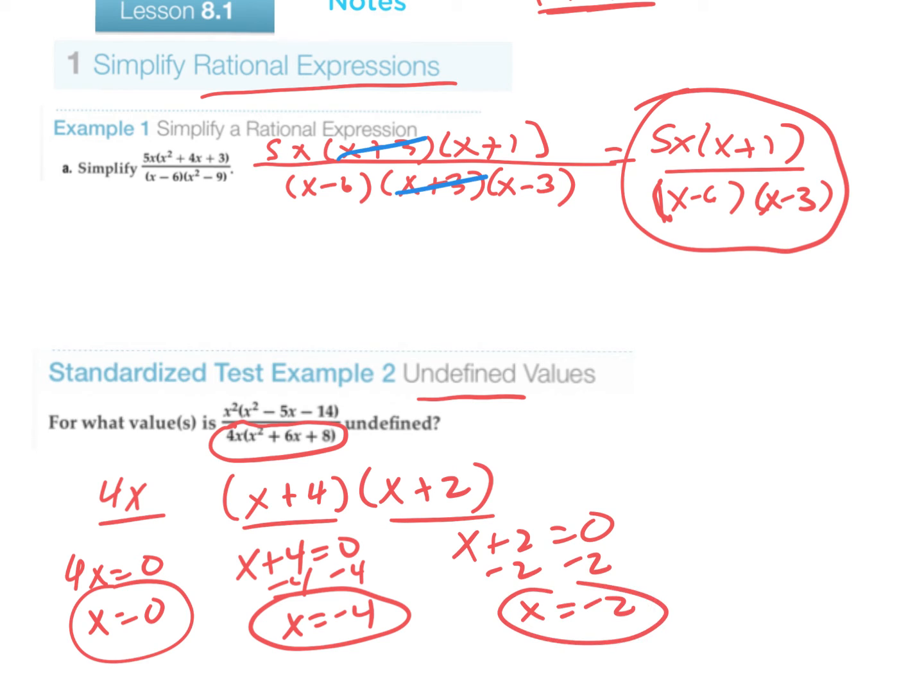So the 3 undefined values that make the denominator 0 are 0, negative 4, negative 2. So 0, negative 4, and negative 2 all make this undefined. So all you have to do is look at the denominator when you're doing those problems. So we're going to look at this and simplify. So let's just go through the process I just described on the previous slide.